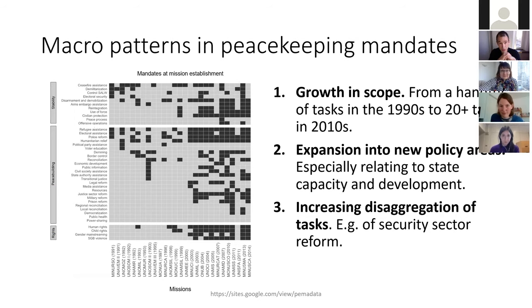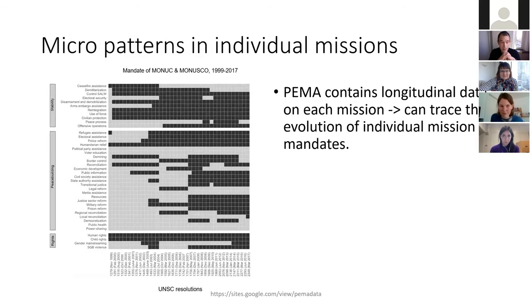If we turn to micro patterns in the next slide, we can see what this looks like for specific missions. Again, because the PEMA data is so highly granular, with observations on individual missions, resolution by resolution, we can do a similar type of analysis for individual missions to really get into the granular nature of how they evolve over time.